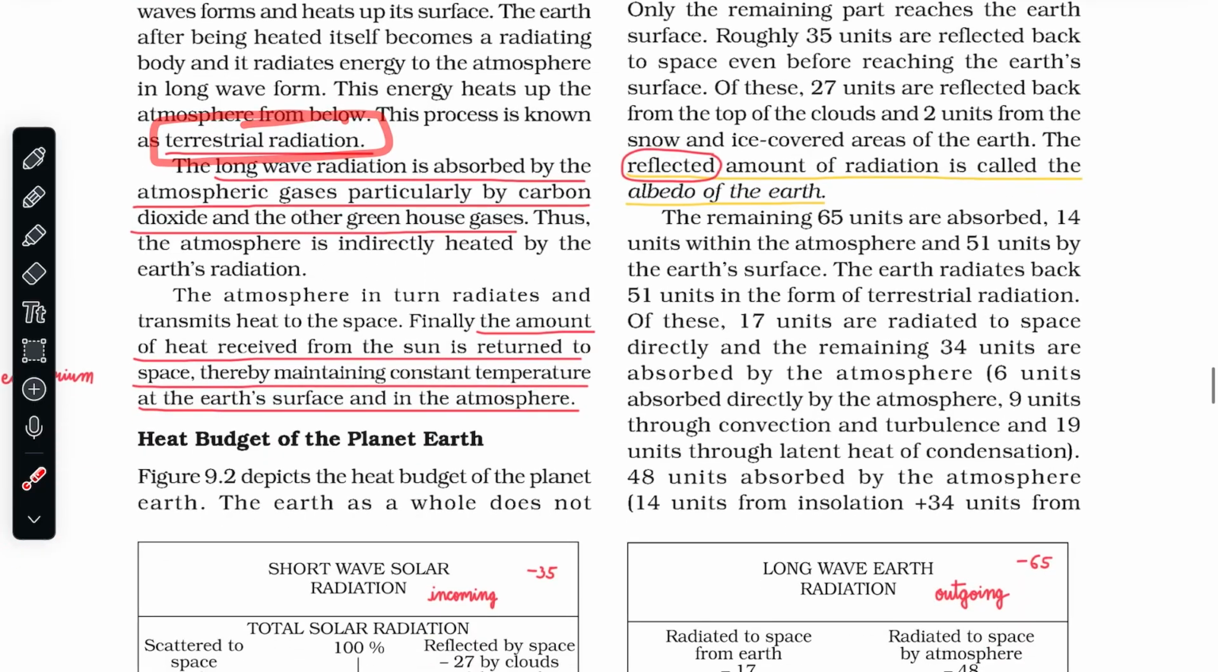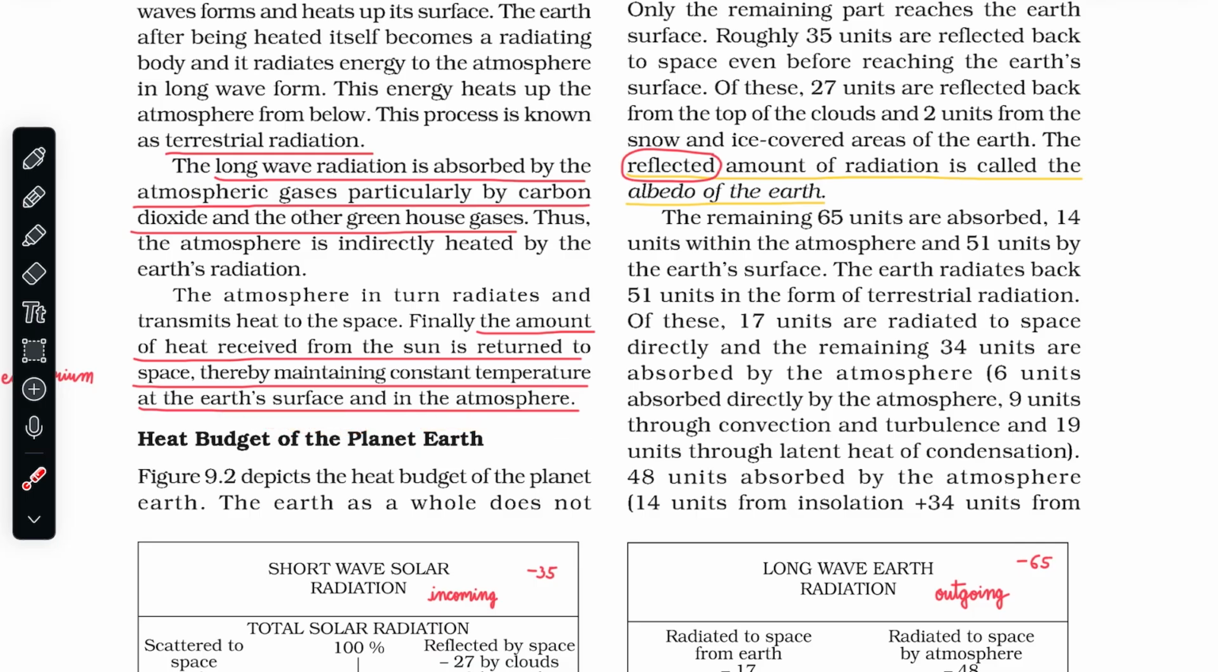The long wave radiation is absorbed by the atmosphere, particularly by carbon dioxide and other greenhouse gases. Thus, the atmosphere is indirectly heated by the Earth's radiation. When the atmosphere in turn radiates and transmits heat to space, finally the amount of heat received from the sun is returned to space, thereby maintaining constant temperature at the Earth's surface and in the atmosphere.